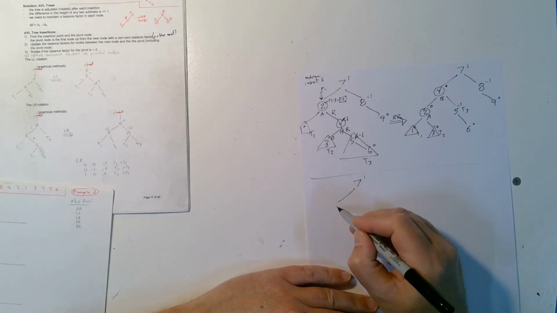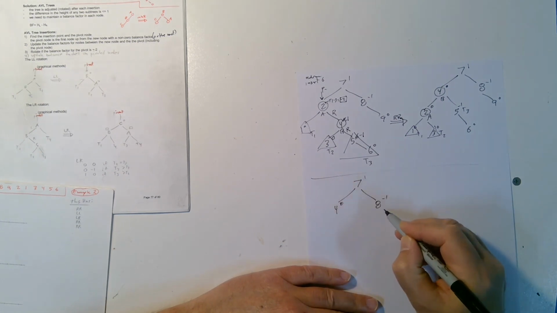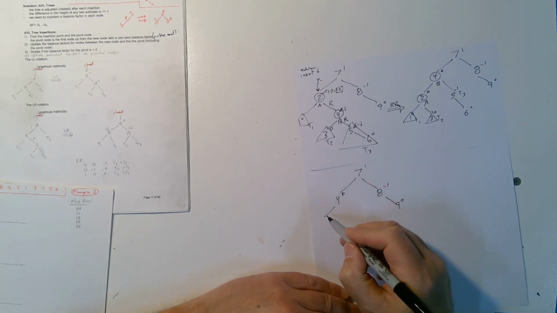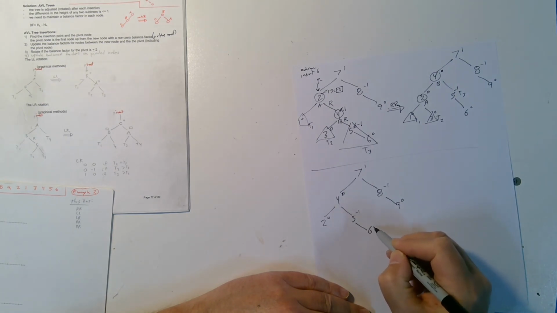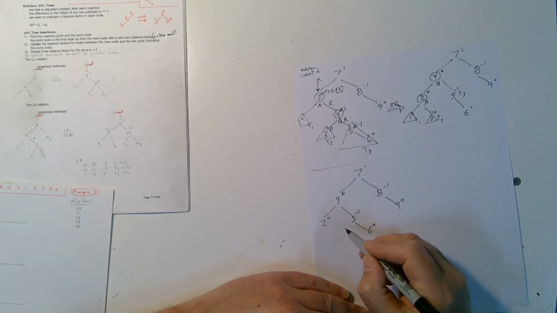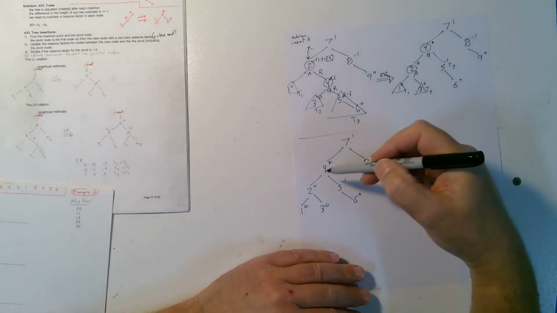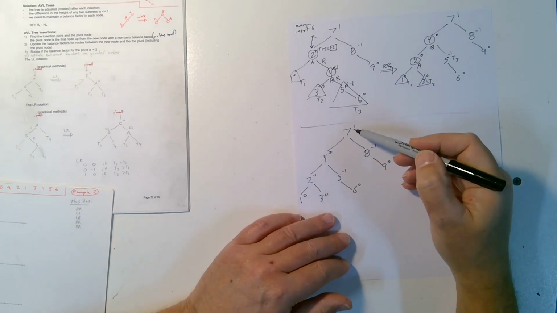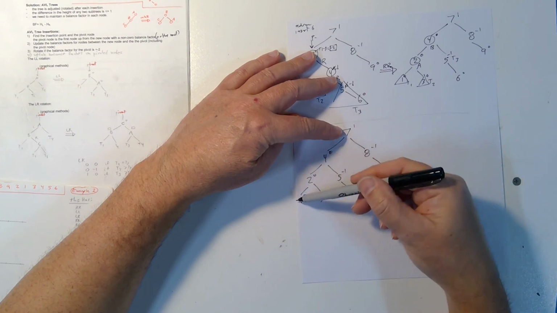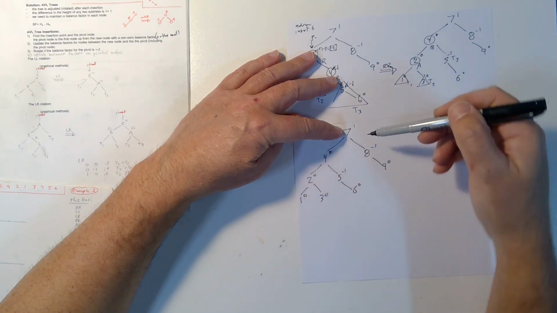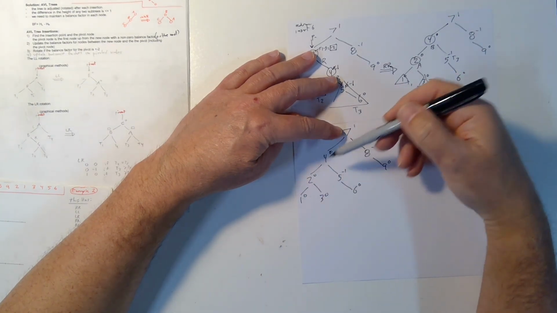Yeah, 7, 4, 8, 9, 2, 5, 6, 1, and 3. And just to check the balance factors, this guy, the longest branch is length of 3 on the left, minus the longest branch on the right with a length of 2. So 3 minus 2 is 1.